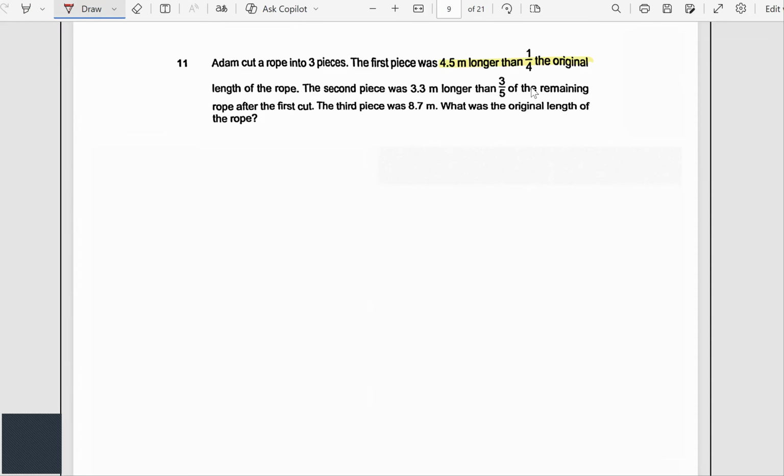Let's look at 1/4 of the original length. Original length, then you have 1/4. How long was the first piece? It's not 1/4 of the rope, but 4.5 meters longer. So it's a little bit more than 1 unit. Okay, this is for the first piece.